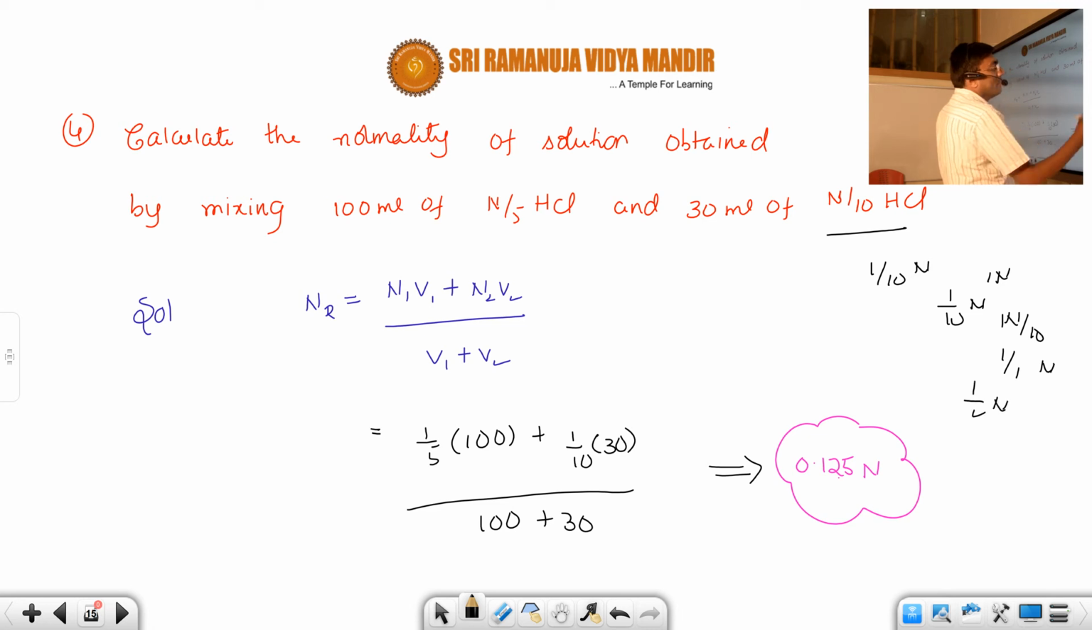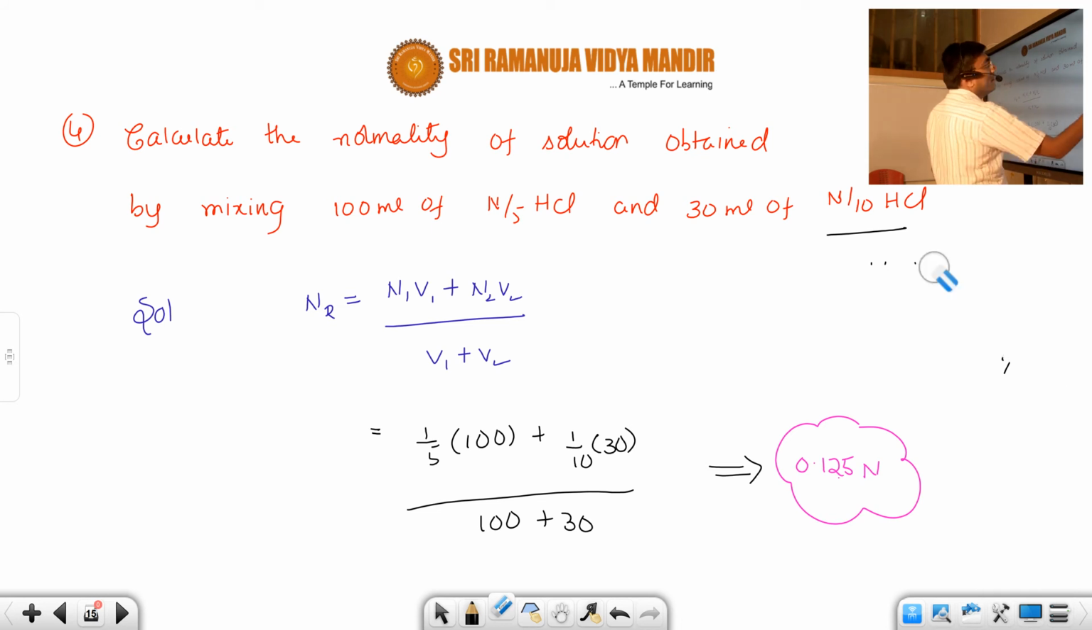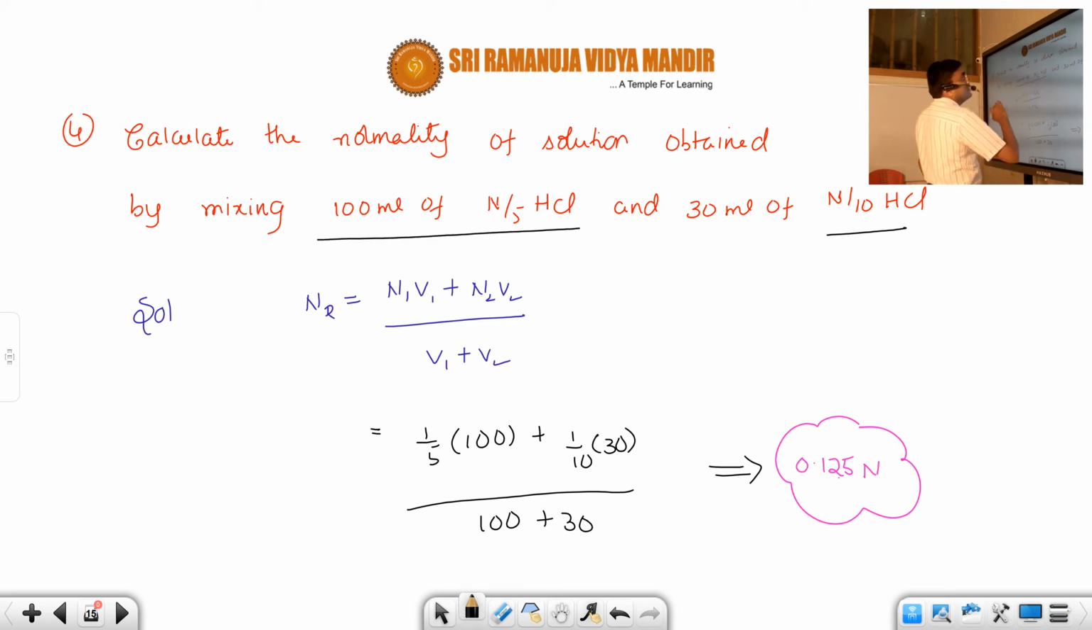1 by 2 means semi-normal, sometimes they give that. So don't get bewildered, you should understand these things. Students, now here what is mixed? First try to understand what is mixed. Mixing is between HCl and another HCl. That means two acids are mixed. So the formula is (N1V1 + N2V2) by (V1 + V2). It's a very simple direct formula.